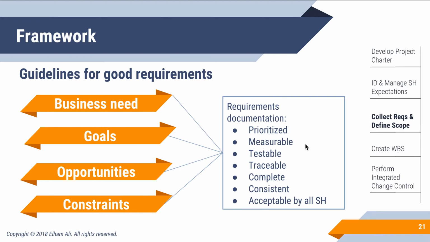And it has to satisfy these four things on the left. Do they satisfy your business needs and your primary goals? And do they capitalize on certain opportunities in the market? And do they address constraints from your population and your audience? And it has to be prioritized, measurable, and testable in the other categories.